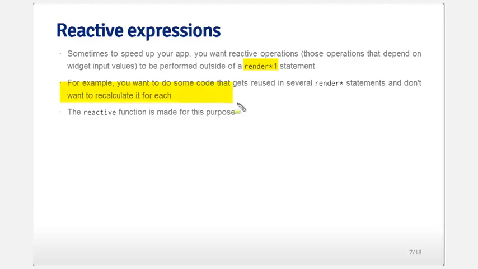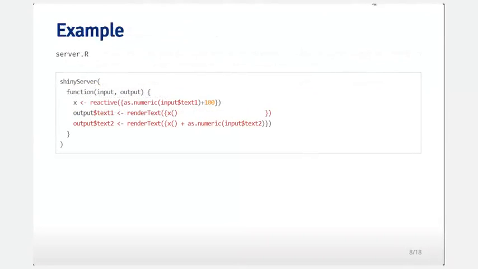For example, you might want some code that gets reused in several render statements, and you don't want to redo the calculations for each, or you want your code to be neater, or there's a variety of reasons why you want this. So there's a function called reactive that's just made for this purpose. Okay, so I think it's easiest to explain this in just an example. So here's the second example.